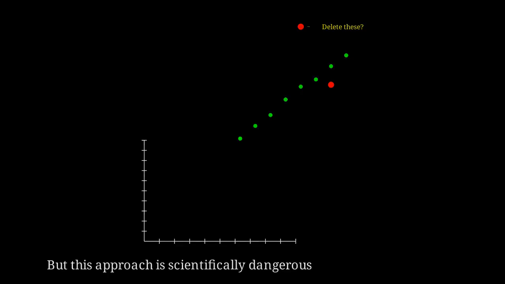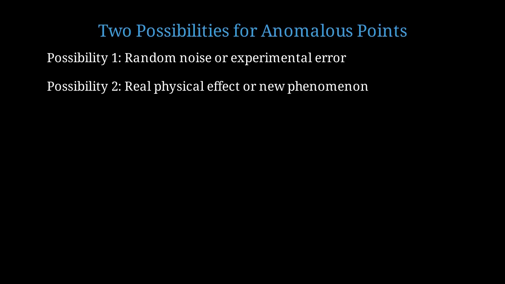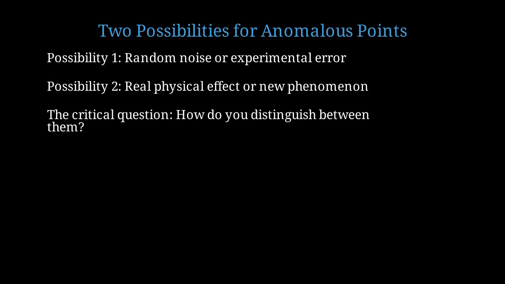Let me explain why. When you encounter data points that deviate from your expected trend, there are fundamentally two possibilities you must consider. Possibility 1. The deviation is due to random noise, measurement error, or some temporary glitch in your experimental setup. This is what we call statistical fluctuation. Possibility 2. The deviation represents a real physical effect. It could be the first sign of a phase transition, an instability, a new regime of behavior, or even a completely unexpected mechanism. The critical question is, how do you distinguish between these two possibilities? And the answer is definitely not to simply delete the points you don't like.